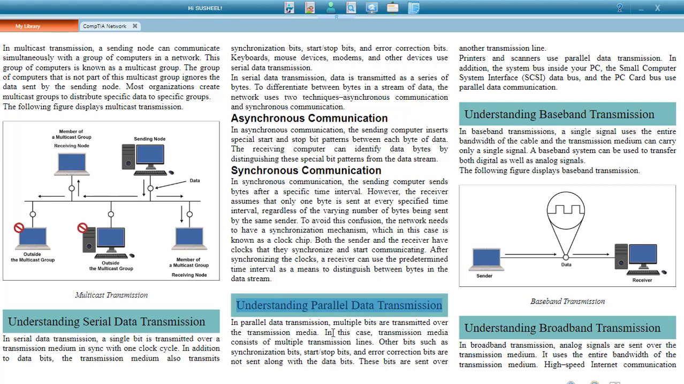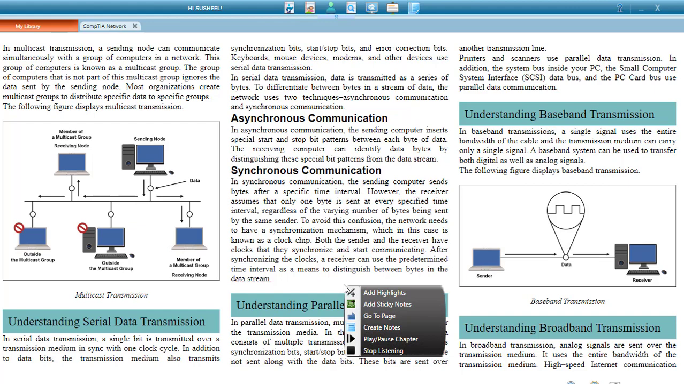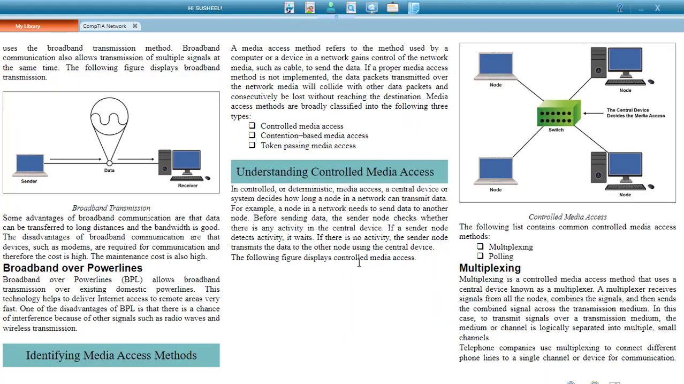Understanding broadband transmission. In broadband transmission, analog signals are sent over the transmission medium. It uses the entire bandwidth of the transmission medium. High-speed internet communication uses the broadband transmission method. Broadband communication also allows transmission of multiple signals at the same time. The following figure displays broadband transmission.